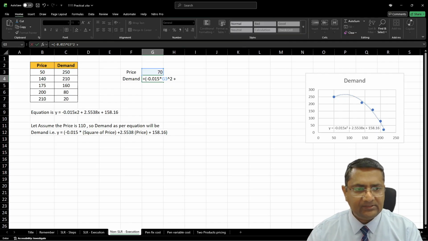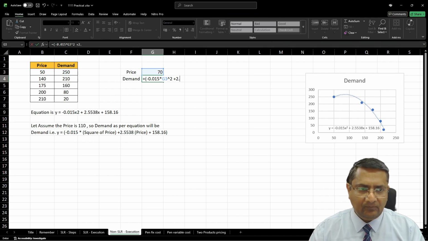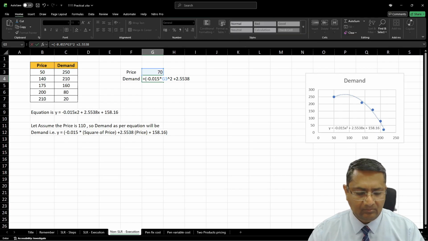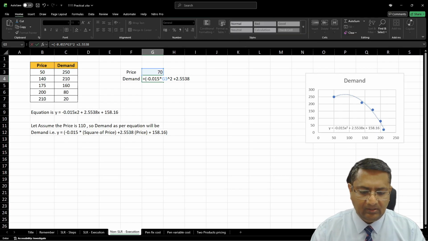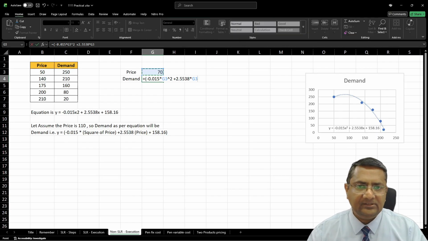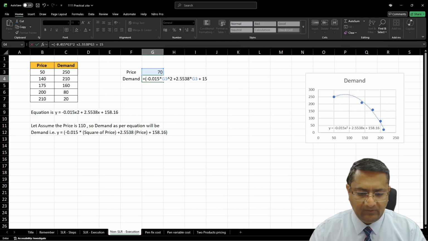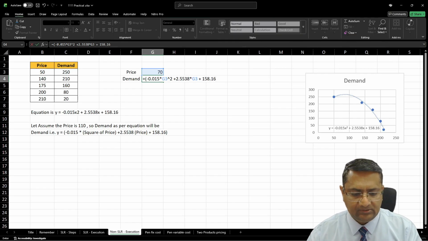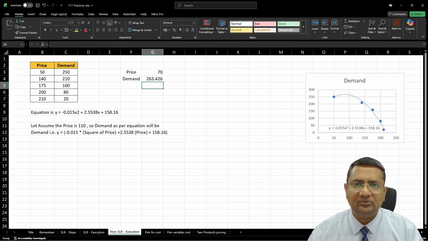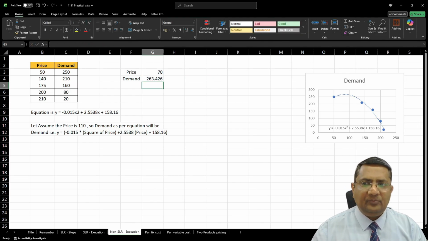What next? Plus 2.5538 multiplied by price. This is 2.553x, x means price. Done. Then next 158.16. Let's close the bracket and press enter. So the demand would be, if the price is 70, the demand would be 263.42.